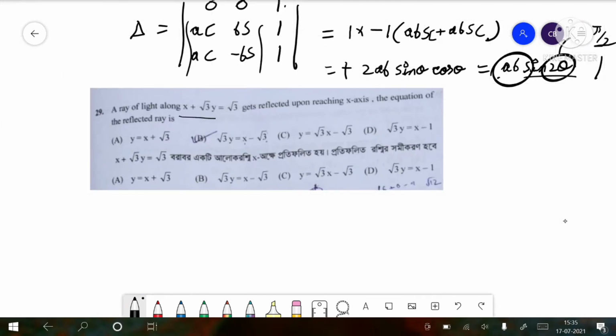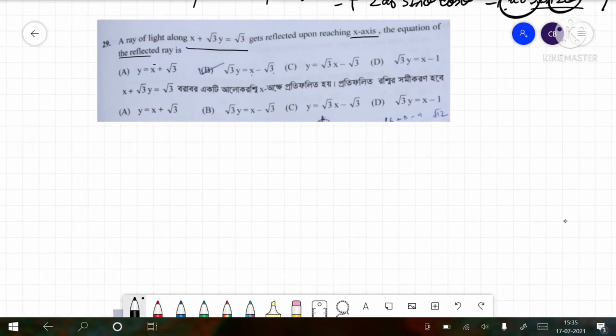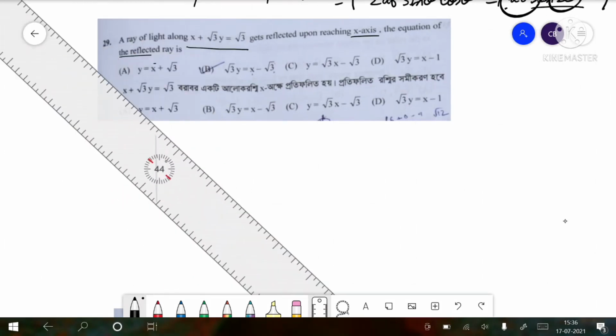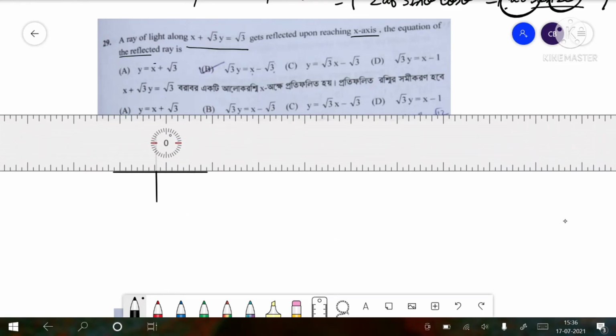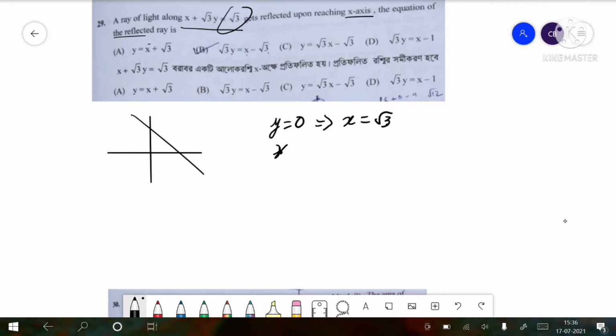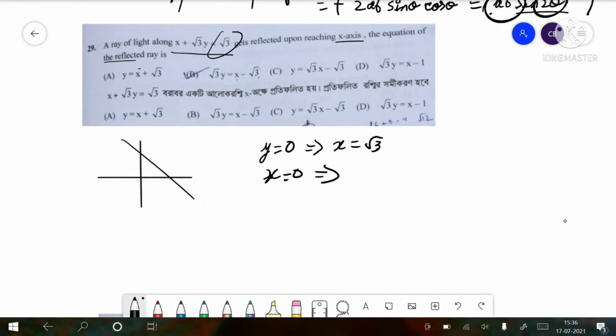A ray of light along x plus root 3y is equal to root 3 gets reflected upon reaching the x axis. The equation of the reflected ray is. This is a very easy question. If we draw the coordinate axis again, let's say the given line is like this, because the slope is negative and the constant is positive. The point of intersection when y is equal to 0 implies x is equal to root 3, so the x intercept is root 3. Now x equal to 0 implies y is equal to 1.